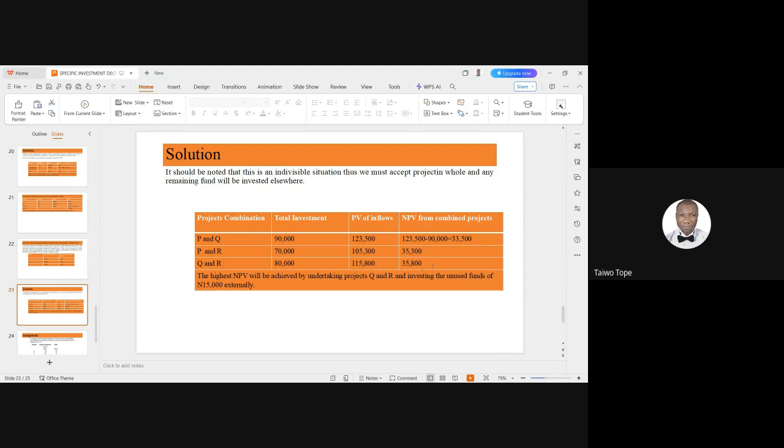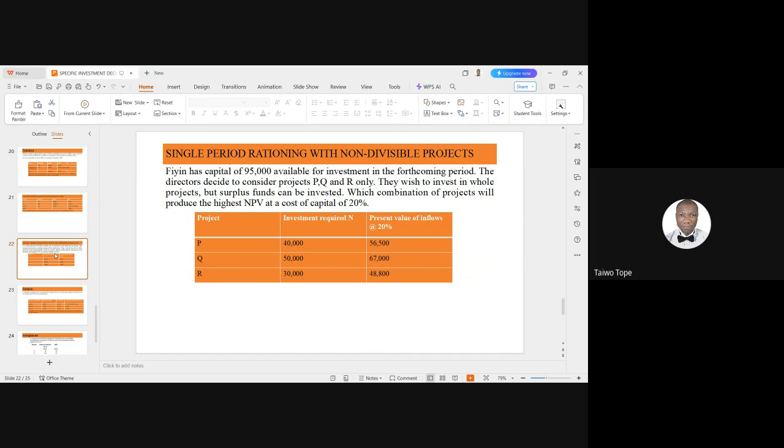You have 35,800. So the highest NPV will be achieved by undertaking projects Q and R with 35,800, and investing the unused funds of 15,000 externally, because these are indivisible projects. It's either you undertake a project or not, or don't undertake any when you combine two or more projects.